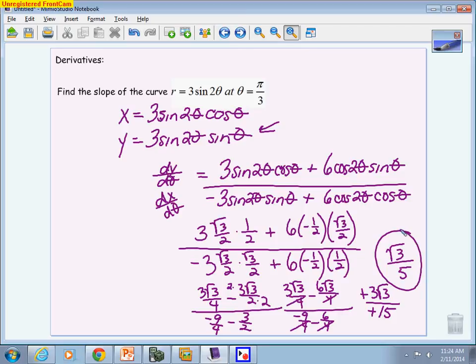As a decimal, if you were working with your calculator and doing more as a decimal, you should have gotten 3 decimal places as 0.346, which would be the equivalent answer. You can also check this on your calculator. If this is a situation where you're allowed to use a calculator, you can graph your polar function, and if you use the calculate menu, it will actually find the dy dx.